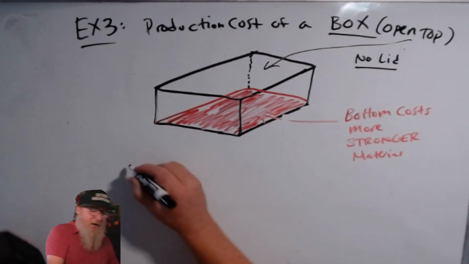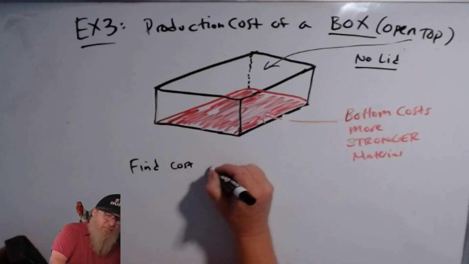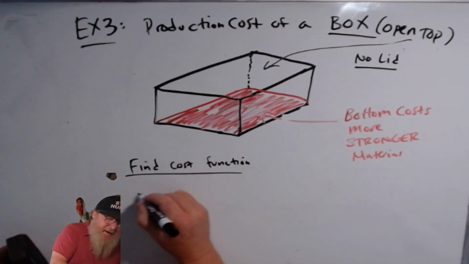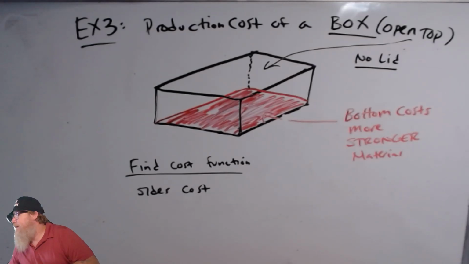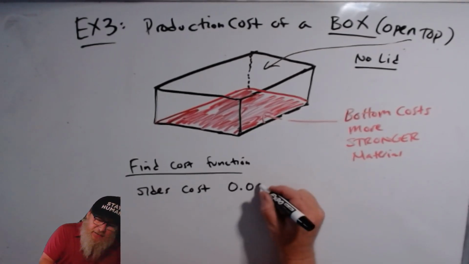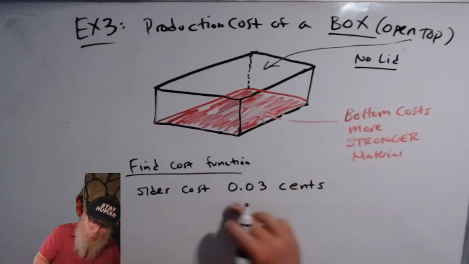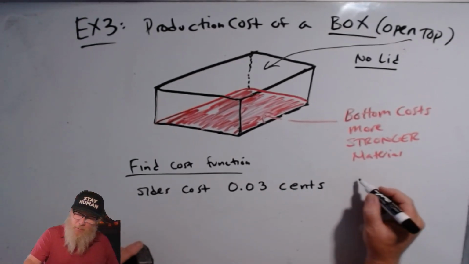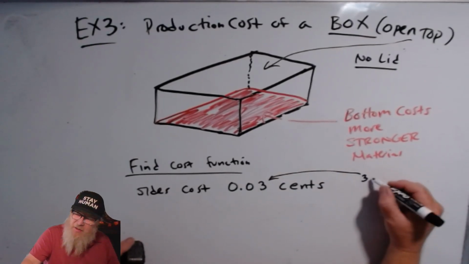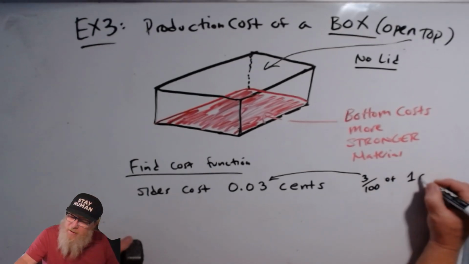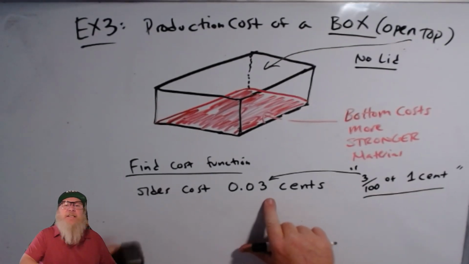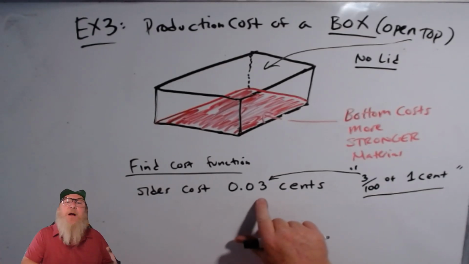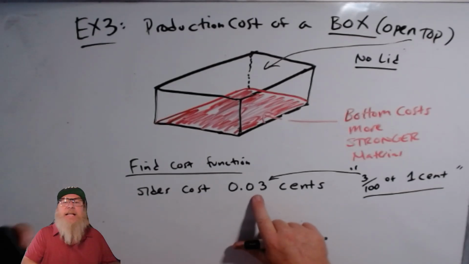Our goal is to find the cost function. All right. The sides cost, how much does this box cost? 0.03 cents. Not 3 cents, 0.03 cents. I want to point out this is less than 1 cent. This is 3/100ths of 1 cent. Right? It is not 3 cents. This actually screwed me up the first time I read this problem because when you read it very quickly, you think that says 3 cents.